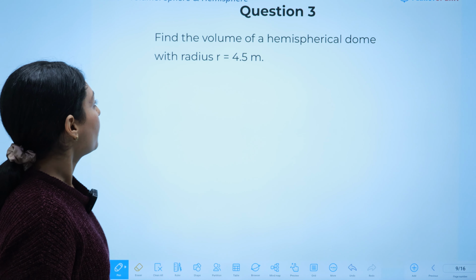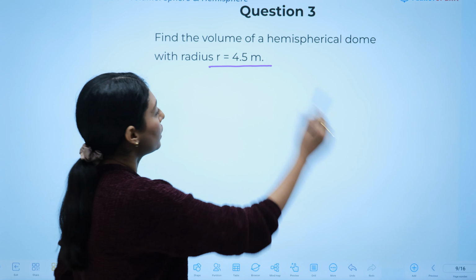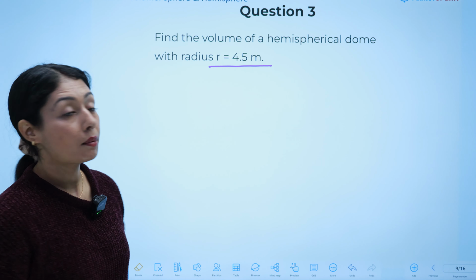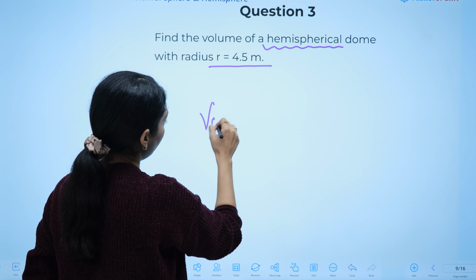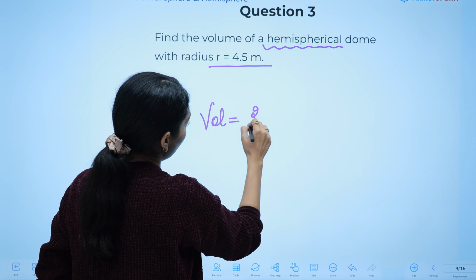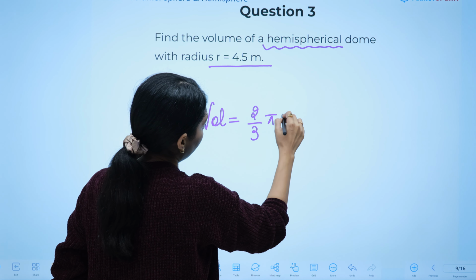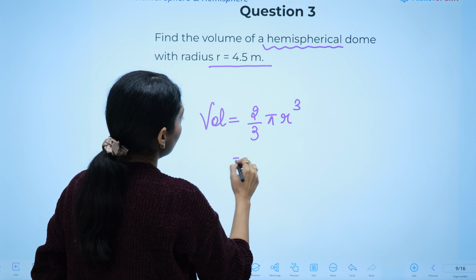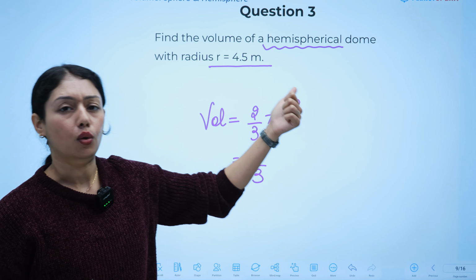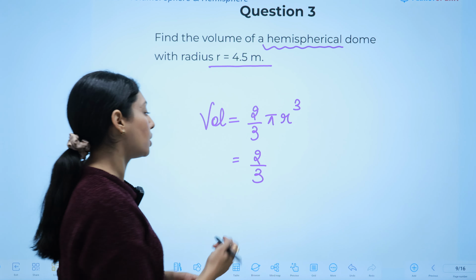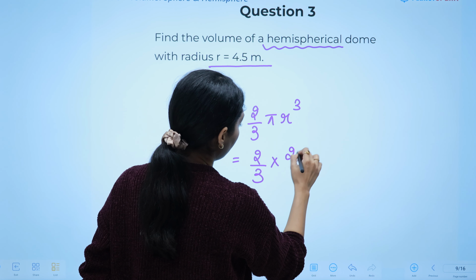Find the volume of hemispherical dome with radius 4.5 meter. अब क्या है हमारे पास? What is the shape, everybody? Yes, hemisphere. Volume हमें find out करना है. What is the volume? 2 by 3 pi r cube. Substitute the values there. For value of pi, is anything mentioned there? No. Can we use 22 by 7? Absolutely. Or 3.14, whatever we like.